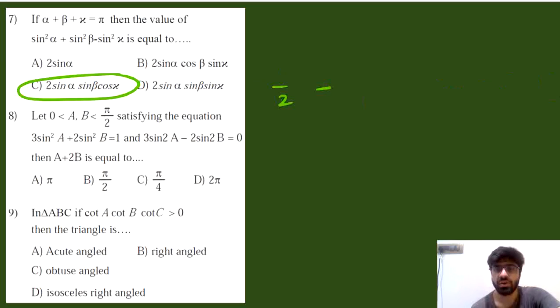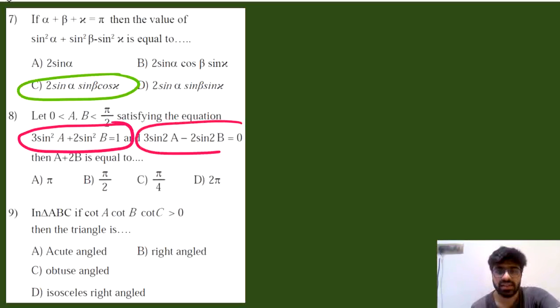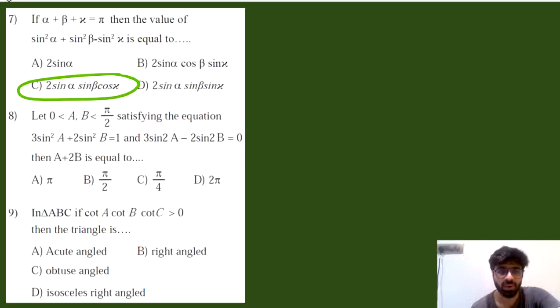Okay, with that we go ahead with the 8th question. A and B are two angles which are lying between 0 and 90, and they satisfy this condition. 3 sin square A plus 2 sin square B will be 1, and 3 sin 2A minus 2 sin 2B will be 0. You need the value of A plus 2B.